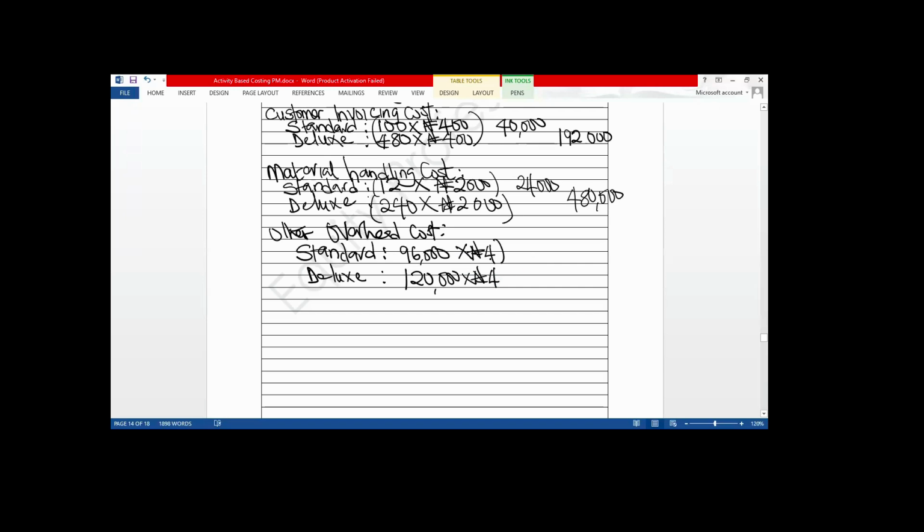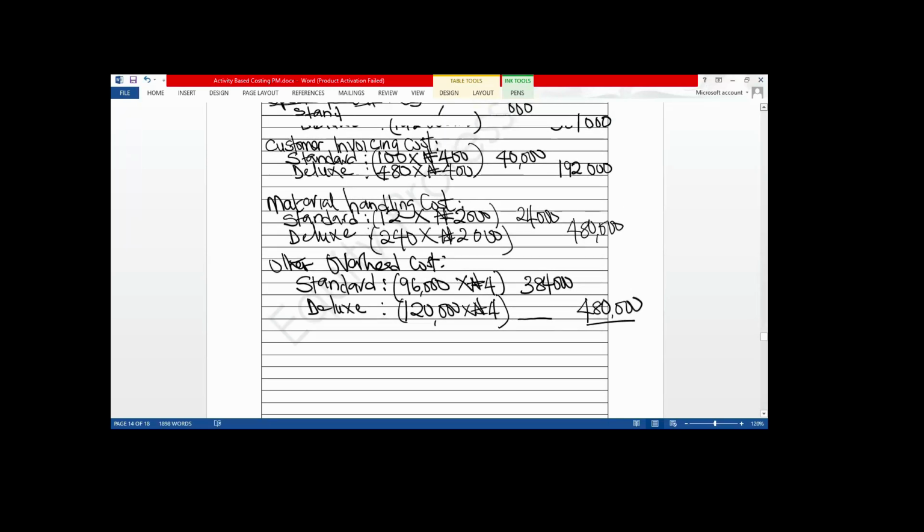Total for standard, 384,000. Total for dealers, 480,000. Now you can get the total overhead for individual products.